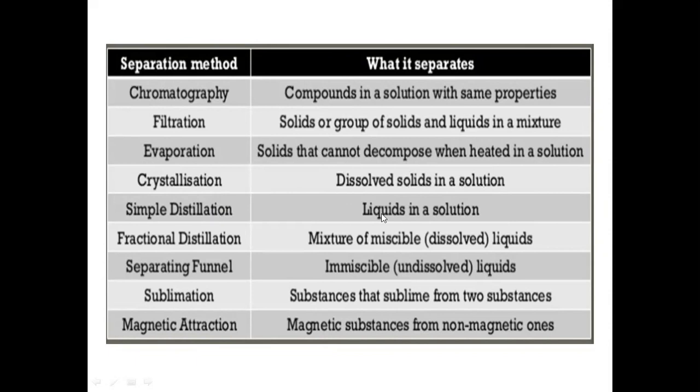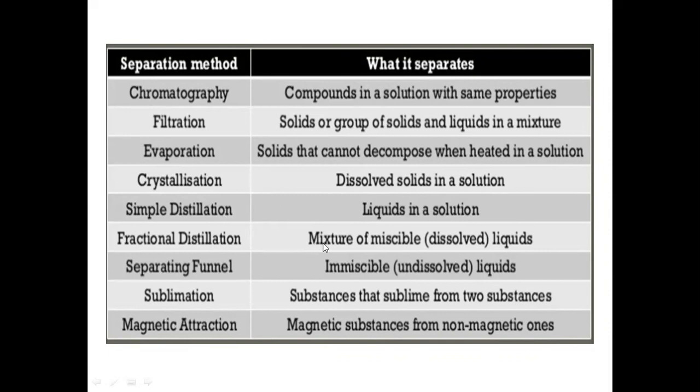In simple distillation, we usually have two or more liquids that are mixed together in a solution, or we might have a solid dissolved in a liquid as a solution. In this case, however, when you have two liquids dissolved in a solution, we are separating them based on their differences in boiling point, and they usually should have large differences of over 50 degrees Celsius in their boiling points for us to use simple distillation.